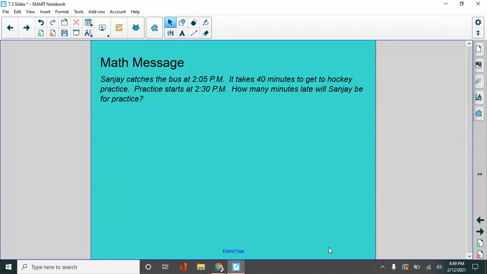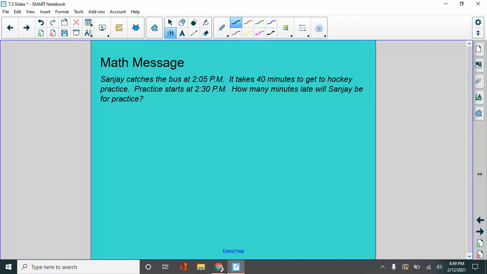All right, let's see what we have here, and we'll see how we did. This is just where we see where we're headed in our lesson today. Sanjay catches the bus at 2:05 p.m. It takes 40 minutes to get to hockey practice. Practice starts at 2:30 p.m. How many minutes late will Sanjay be for practice?